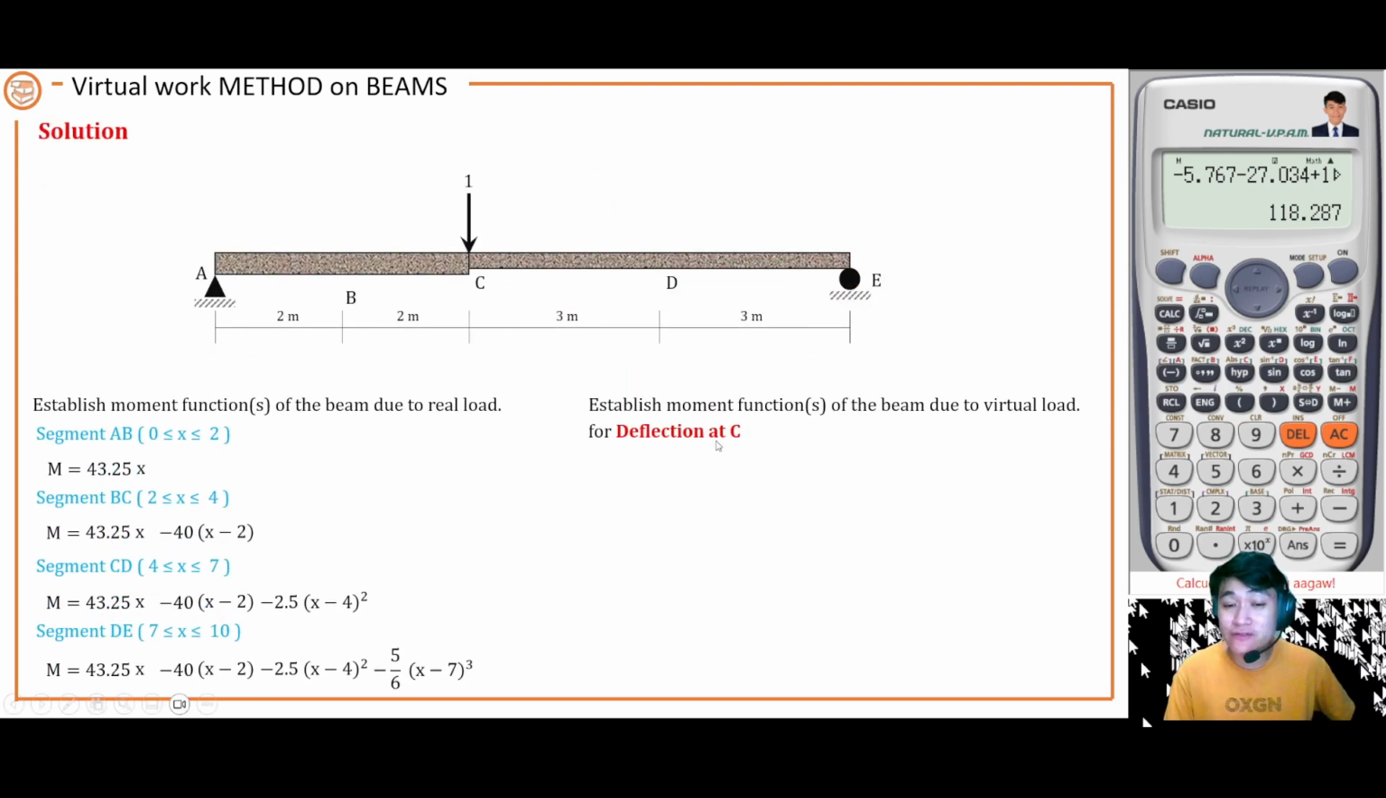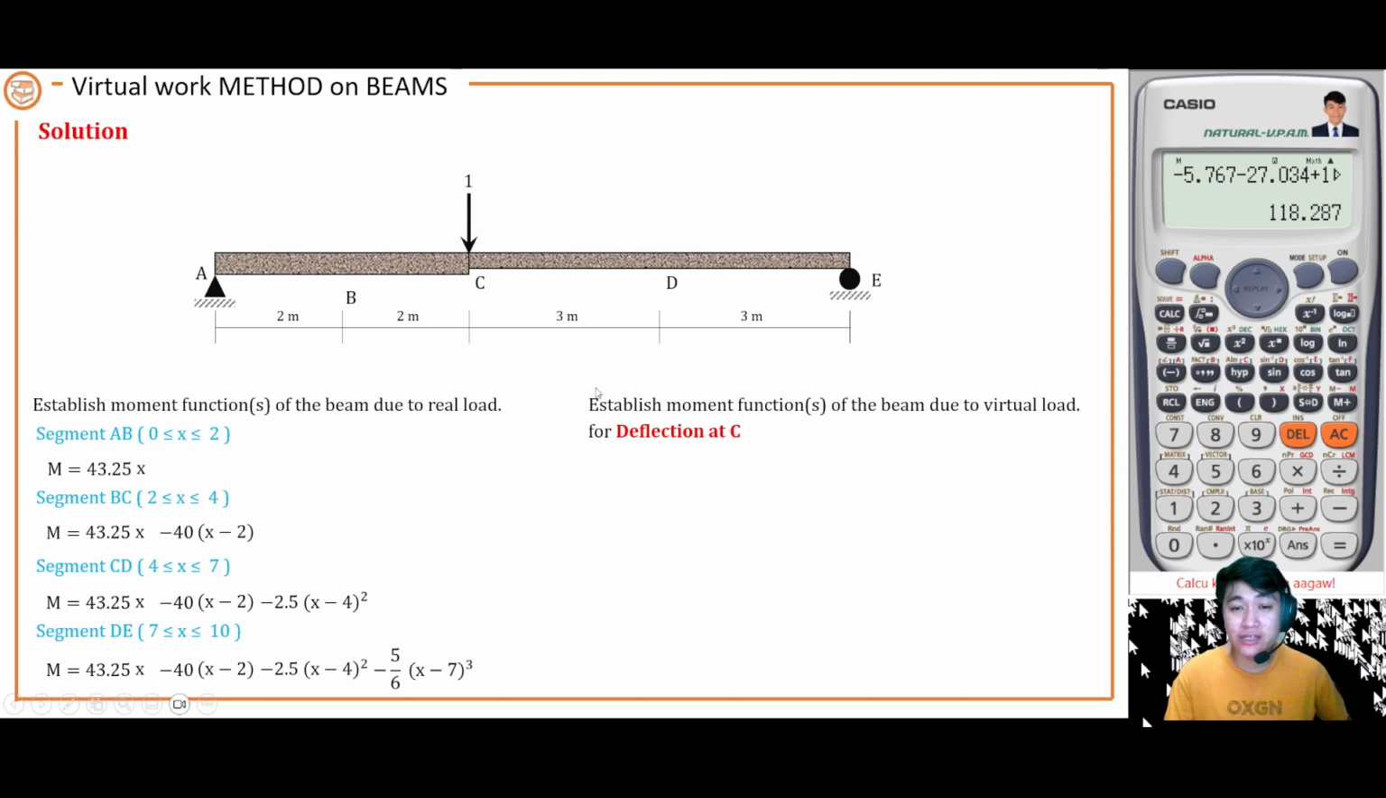And then for the deflection at C, we are going to apply a 1 unit virtual load at point C since we are solving the deflection at C. So the 1 unit virtual load is a concentrated load because we are solving deflection. Again, for deflection, a concentrated load. For slope, a concentrated moment.